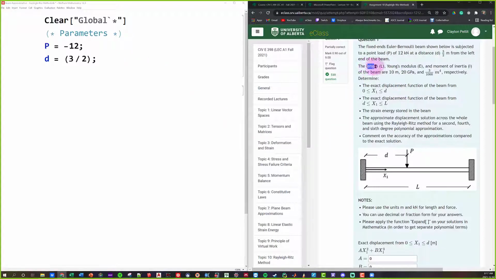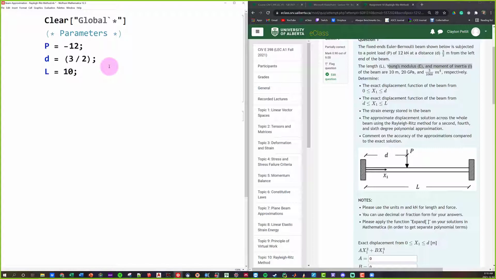Later on in the question it says that the length L, Young's modulus E, and moment of inertia I are 10 meters, 20 GPa, and 3 over 1,000 meters to the fourth respectively. So I'm just going to come in with those. We know that the length L is 10 meters. It's already in meters, we're good to go.